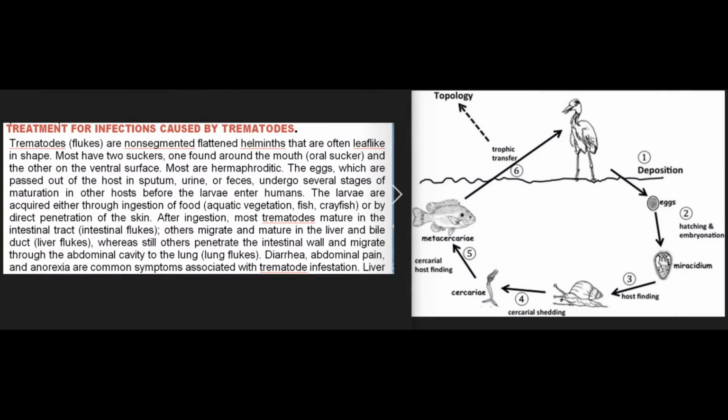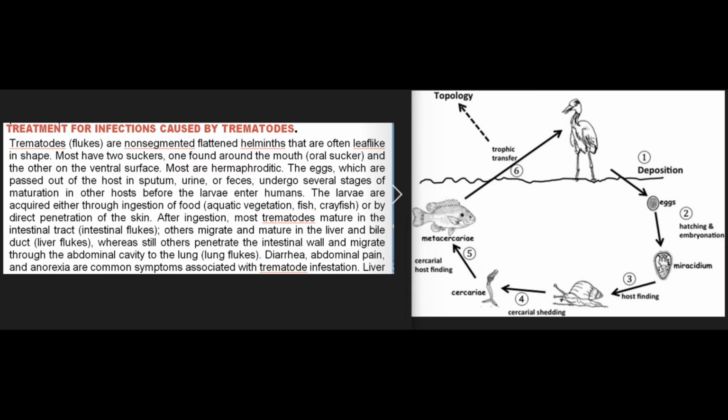Treatment for infections caused by trematodes. Trematodes, flukes, are non-segmented flattened helminths that are often leaf-like in shape. Most have 2 suckers, one found around the mouth, oral sucker, and the other on the ventral surface. Most are hermaphroditic. The eggs, which are passed out of the host in sputum, urine, or feces, undergo several stages of maturation in other hosts before the larvae enter humans.